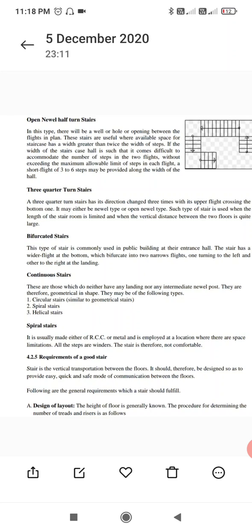Continuous stair. These are those which have neither any landing nor an intermediate newel post. They are therefore geometrical in shape. They may be of the following types: circular stairs similar to the geometrical stair, spiral and helical. Spiral stairs are usually made of either RCC or metal and employed where there are space limitations. All the steps are winders. The stair is therefore not comfortable.